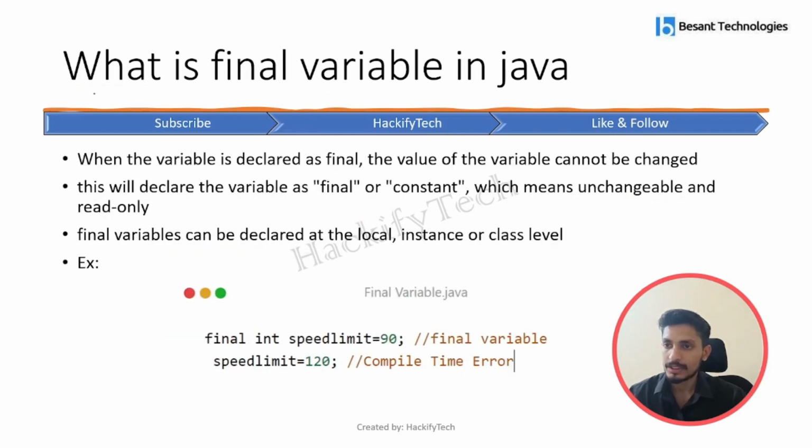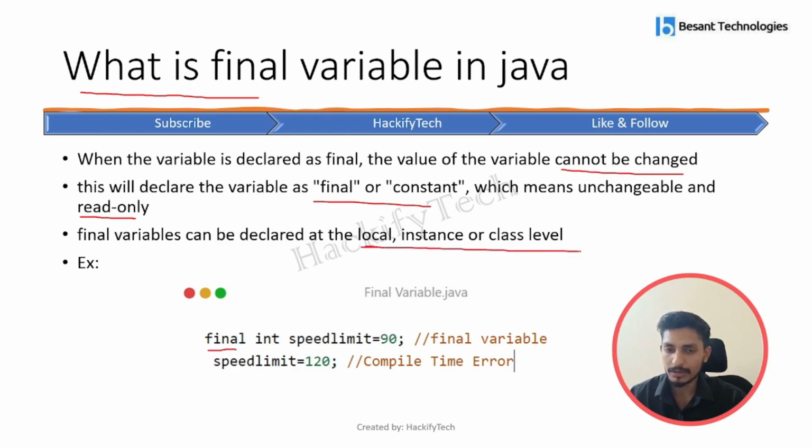Next we have, what is a final variable in Java? If you want to create a constant, a variable whose value should not be changed, the value should be constant throughout the program and only readable, we can't override or change the value of that variable. Those kinds of variables are declared with the final keyword. A final variable can be a local variable, an instance variable, or a class level variable. We can declare it wherever we want, inside a class, a method, or as a static variable as well.